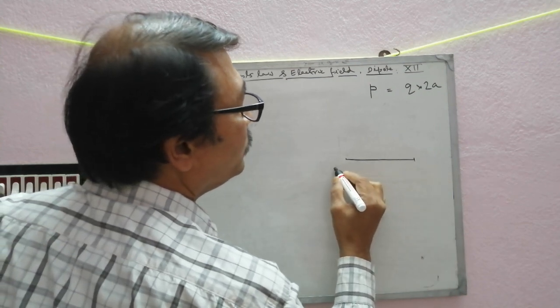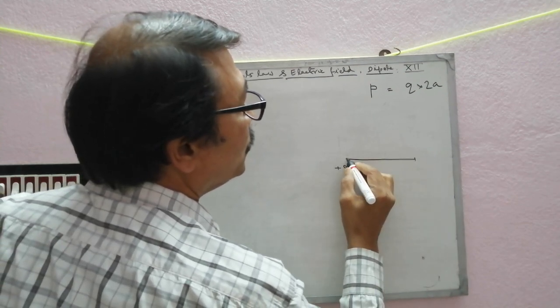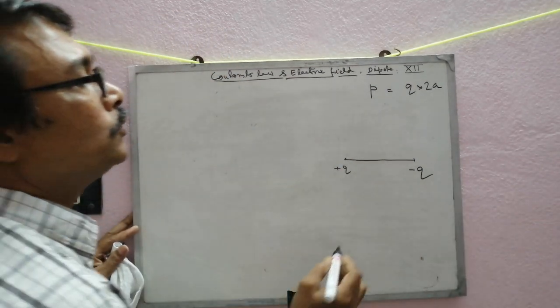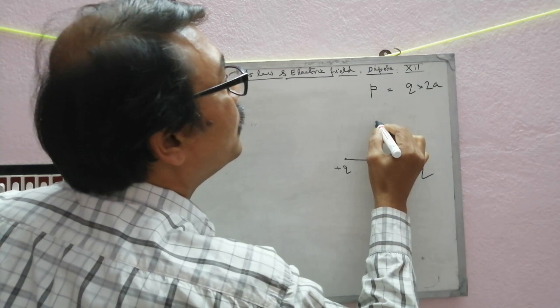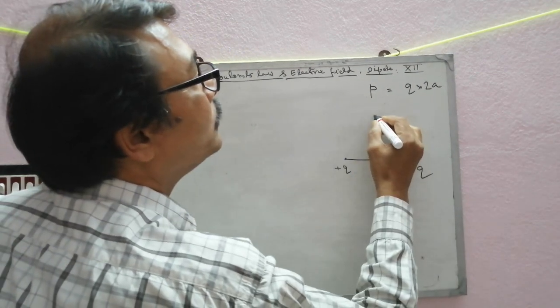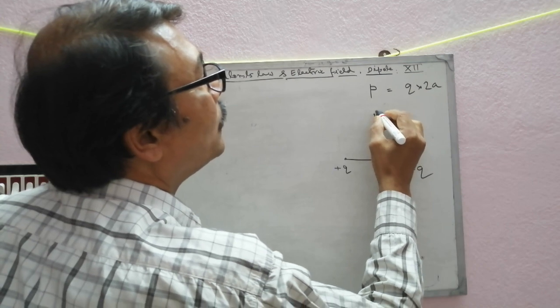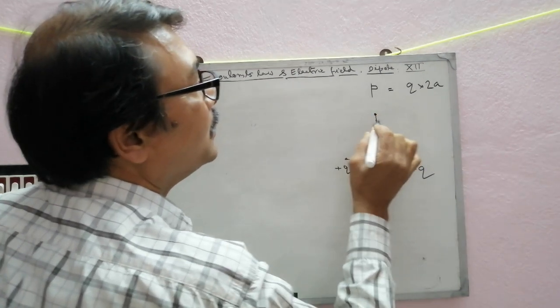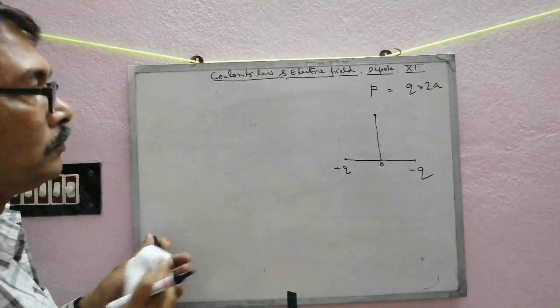Electric dipole, plus Q, minus Q, midpoint. We have to find out the intensity at P. This is the point.